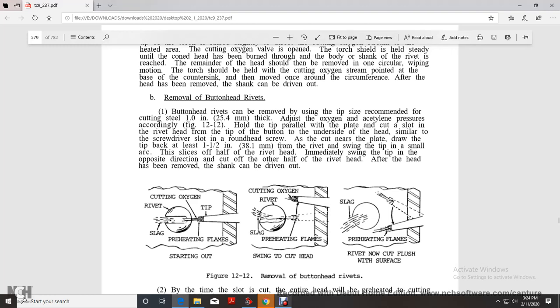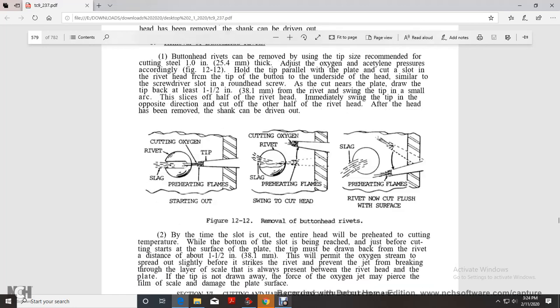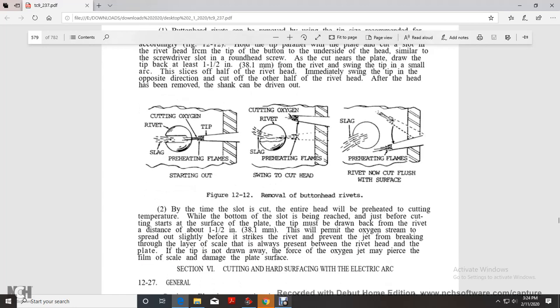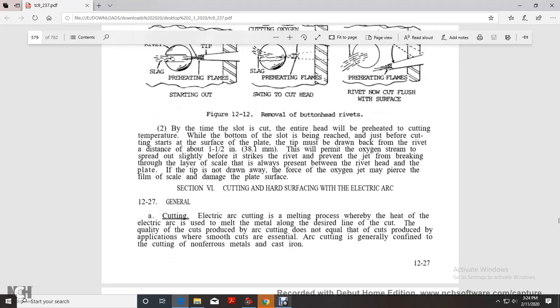Swinging the tip in a small arc slices off half of the rivet head. Immediately swing the tip in the opposite direction, cutting off the other half of the rivet. After the head has been removed, the shank can be driven out. So the figure shows the removal of the button head rivet: the rivet, the cutting oxygen tip, slag, preheating flames, starting out, and then cutting oxygen on the rivet, slag, preheat temperature, and then the rivet is cut flush with the surface, slag.